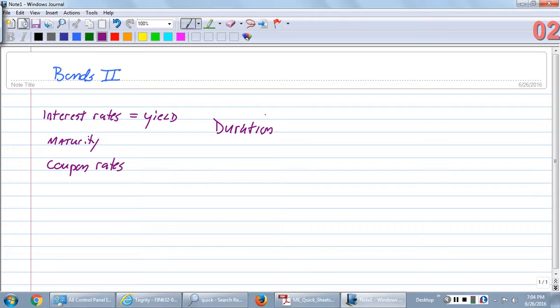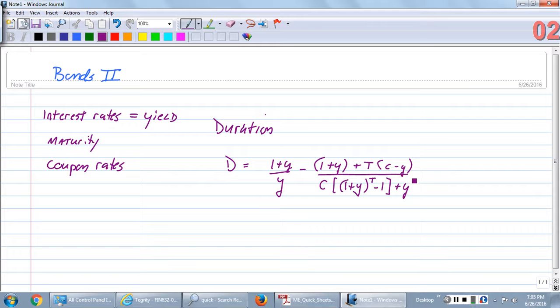Bond duration. And it's kind of an ugly looking formula. Scary perhaps, but it's not that bad. 1 plus y over y minus 1 plus y plus t times c minus y over c times 1 plus y raised to the t power minus 1 plus y. Just notice our formula here. We've got yields, that's the y. We've got maturity, that's time. And then we've got coupon rate.